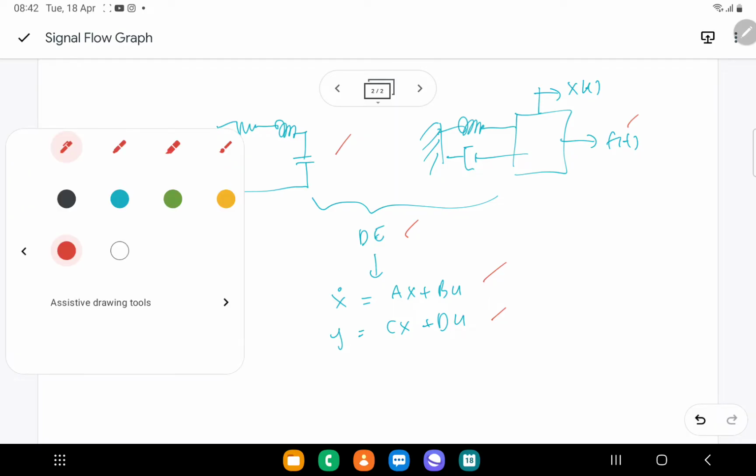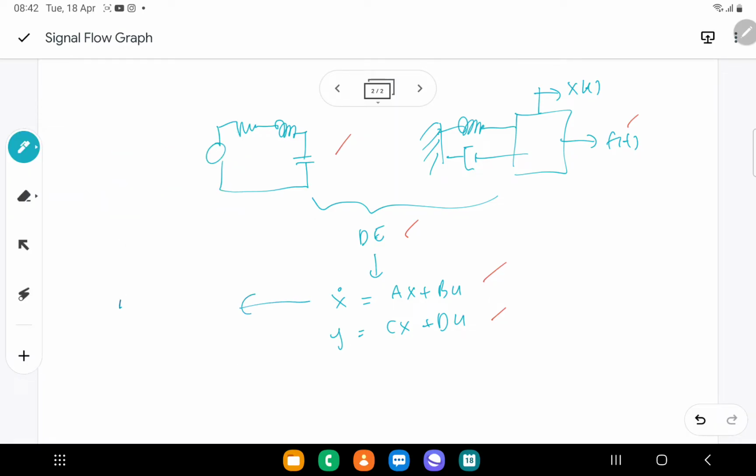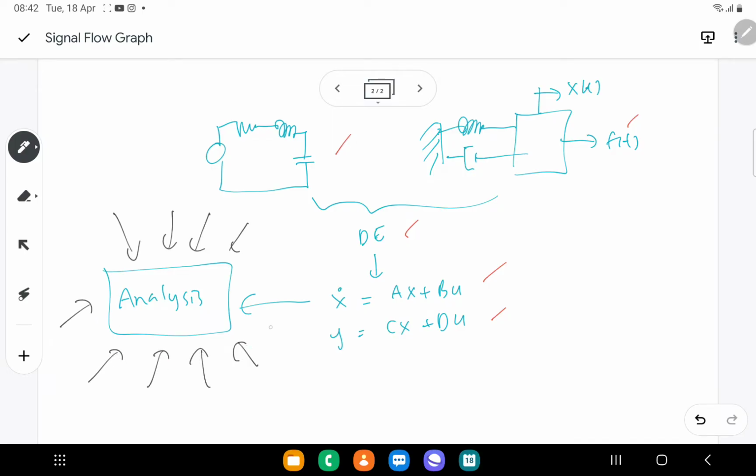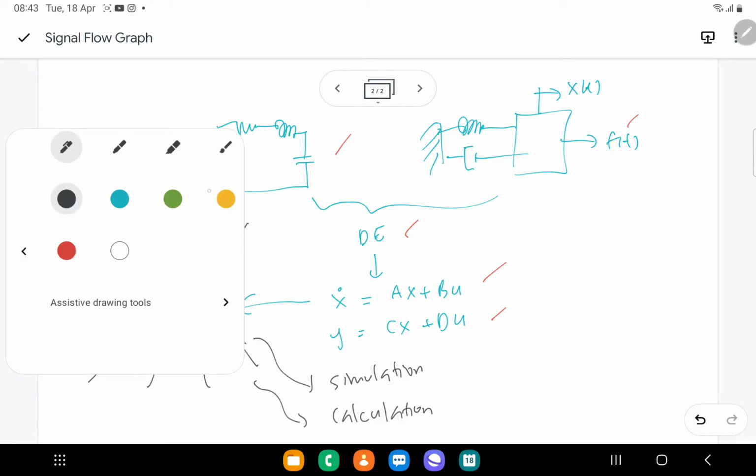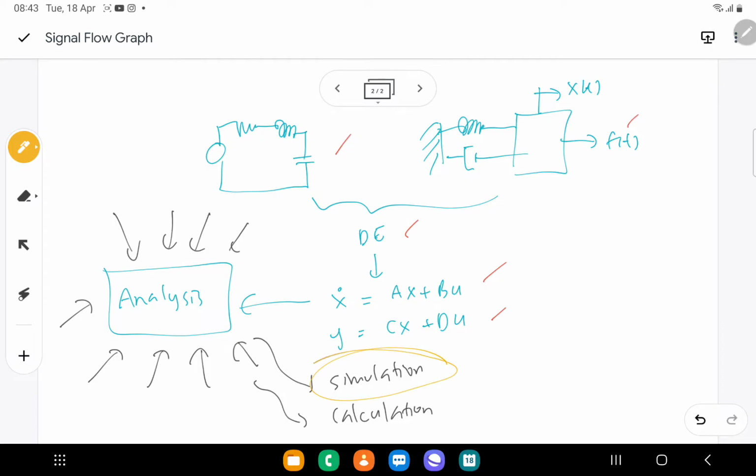Okay, so now the next step should be the analysis. That's why the first part and the second part of the lecture will focus on the analysis part. So how can we do the analysis? You can do the analysis first based on simulation, then with calculation. In this lecture I will focus on the simulation first.